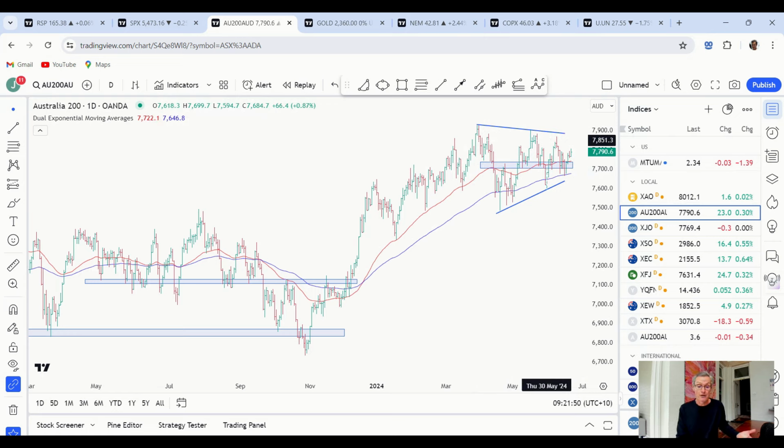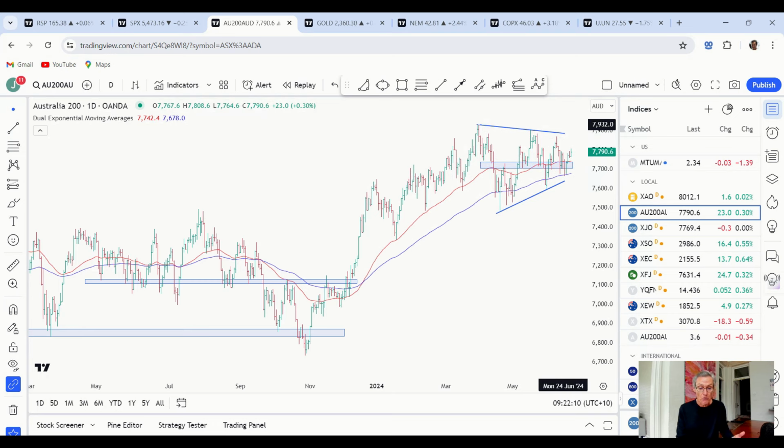It's essentially a standoff between the buyers and the sellers. The sellers at the top, the buyers on the bottom, the price compresses, and ultimately one side prevails and we get a breakout. So it's very much a waiting game until we get a break either to the downside or the upside.